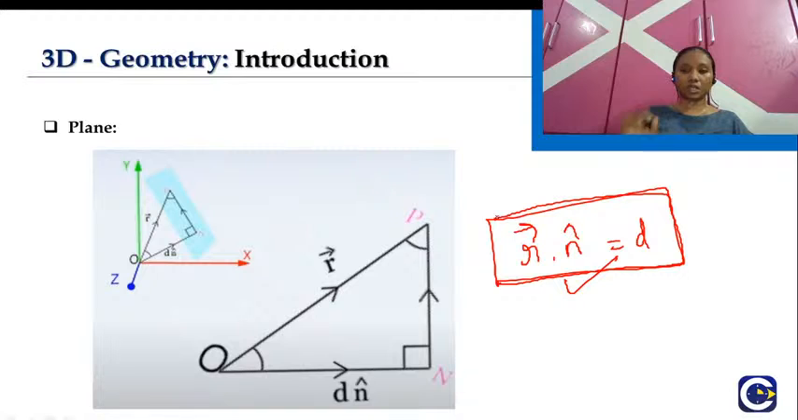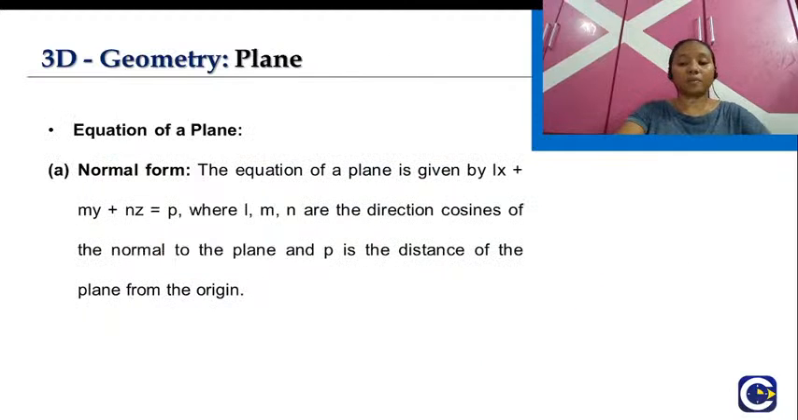That is, R bar dot N cap is equal to D is my equation of plane when a normal N is given and the plane is passing through point P. So let's see the normal form of the equation for the same thing in terms of our Cartesian form. Right. So what is our vector form which we have seen?